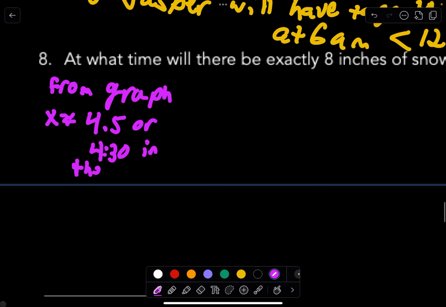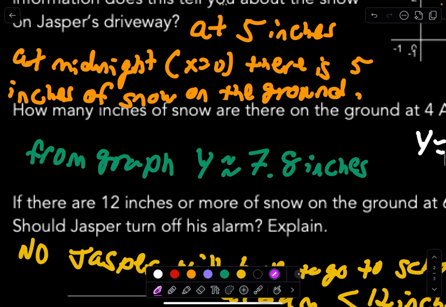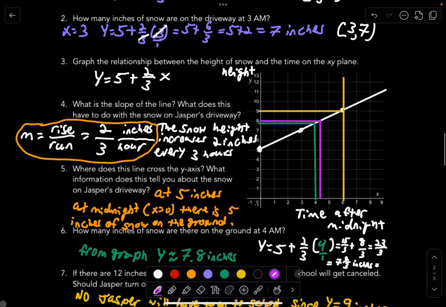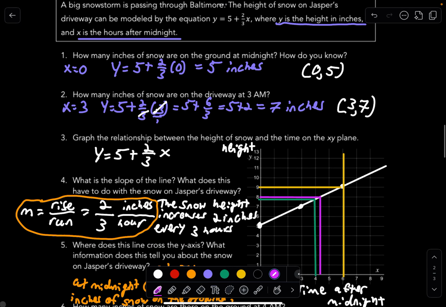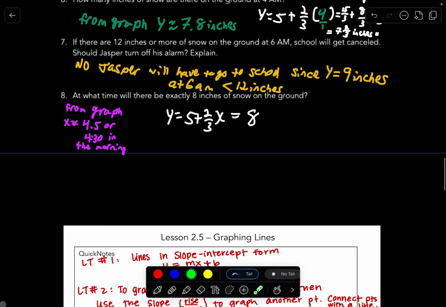Now we're going to also get the exact value because we have the equation. So we could take our equation up here that we were given. It's all the way up here at the top. The y equals 5 plus 2/3 x. So what we're going to do is say if y equals 5 plus 2/3 x, we're just going to set that equal to 8 because that's what they want to know. And we're going to solve this linear equation. How do we do it? Well, we have to isolate the x.